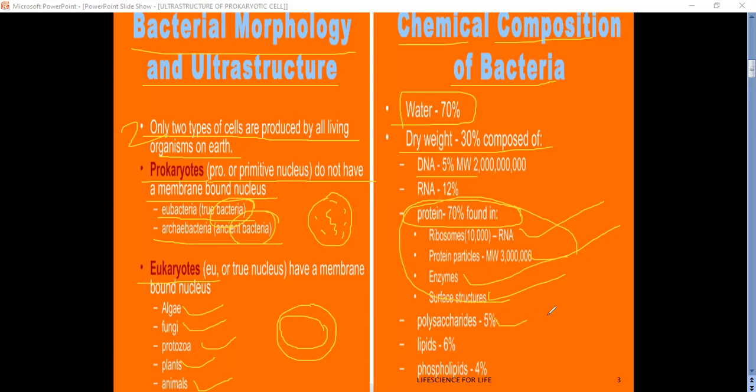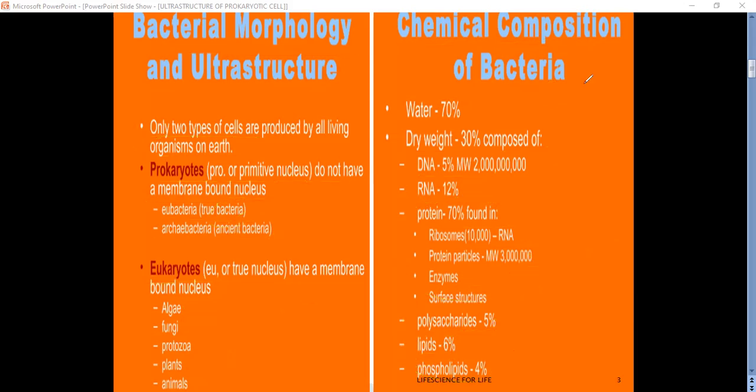And polysaccharides, nothing but the carbohydrates present in the membrane, like N-acetyl muramic acid, N-acetyl glucosamine and other carbohydrates, are only 5%, and lipids are 6%. Phospholipids are the most important structures of the cell membranes. Phospholipids play a major role in the cell membrane, and make up 4%.